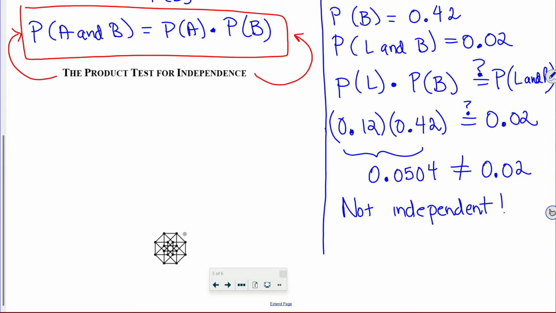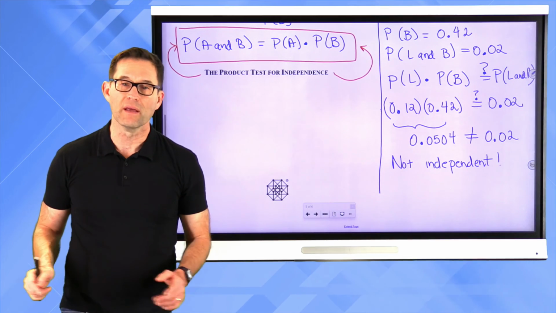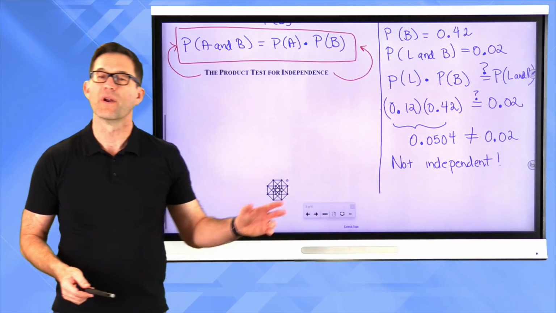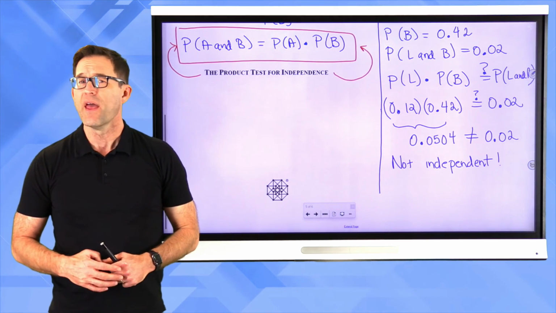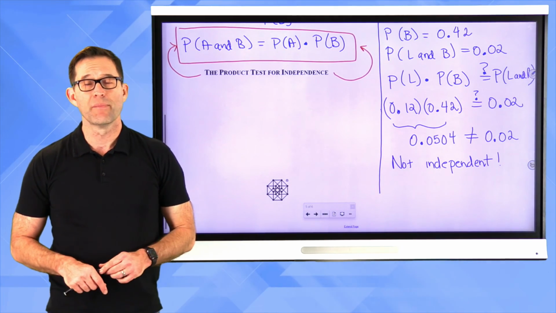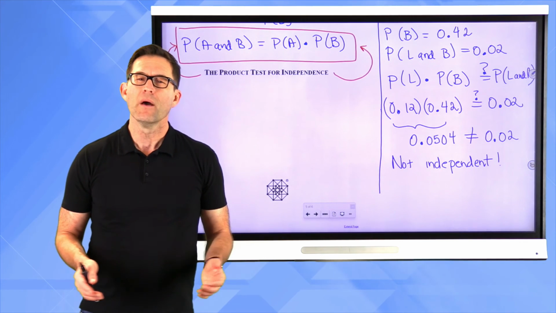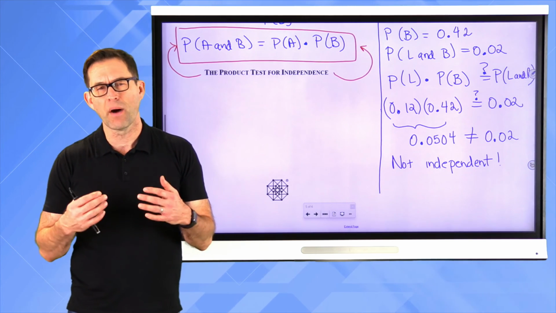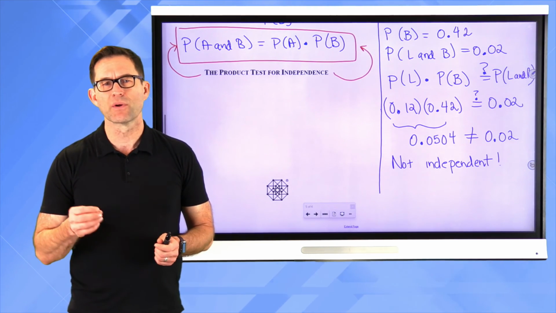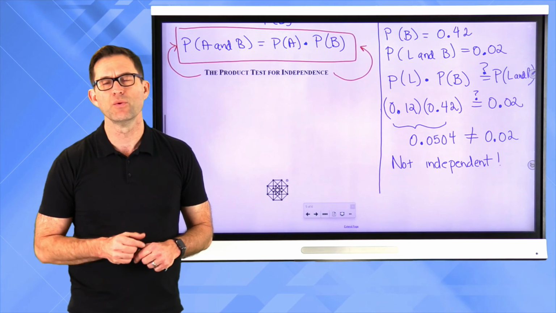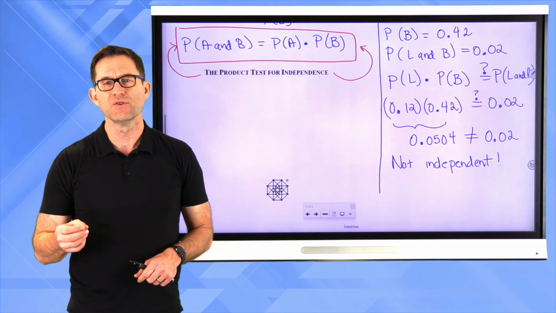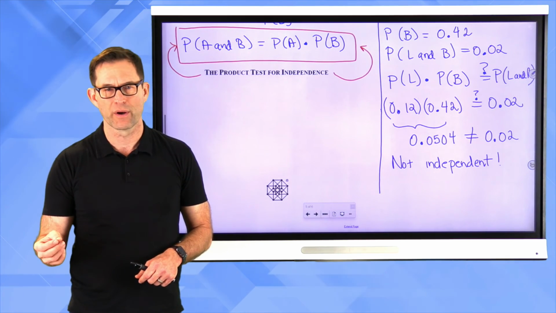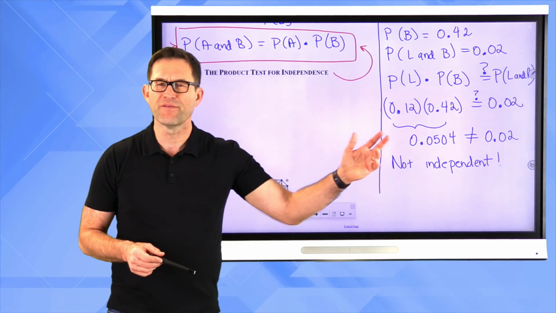If they were independent, then the products would be equal. They aren't, so they're not independent. And again, people love the product test for independence because it's very quick. But in my personal opinion, it starts to lose the sense of what makes two events independent, this whole idea that the probability of one occurring changes the probability of the other one occurring. And you don't really get that feeling for this.